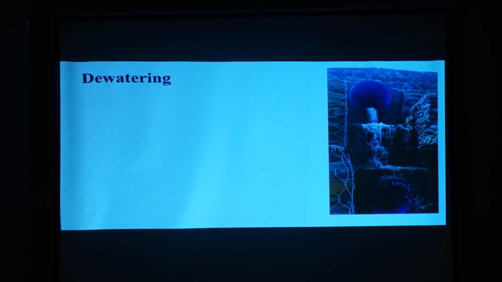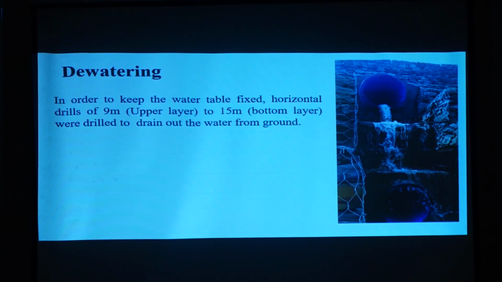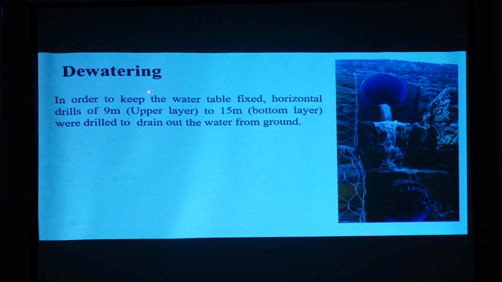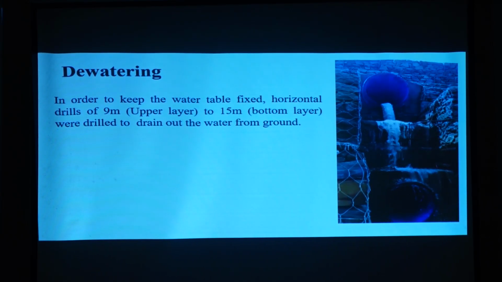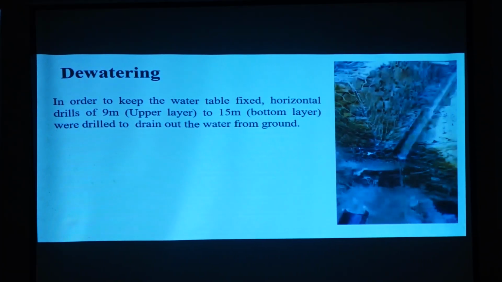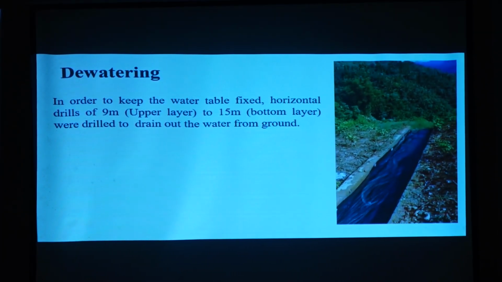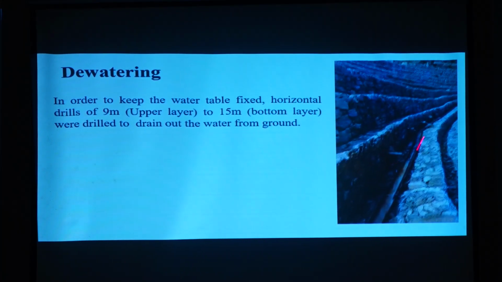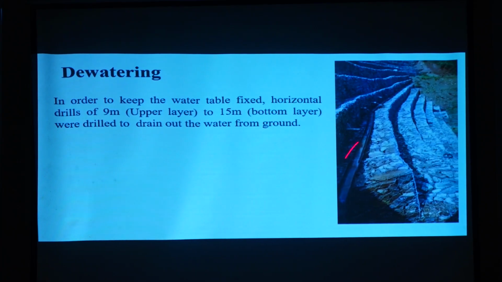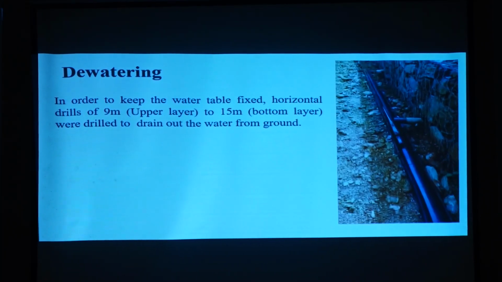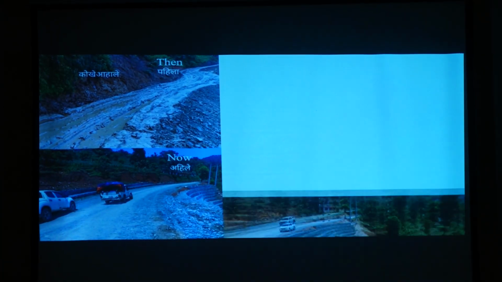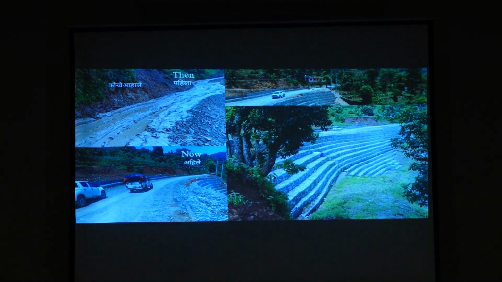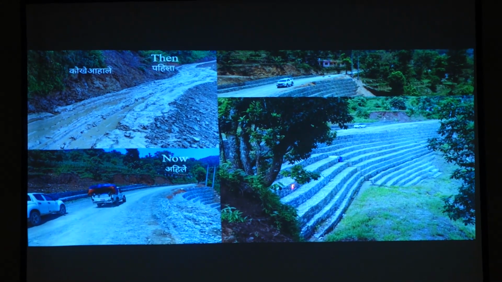Last year, the mitigation measure was applied over here, and dewatering was the main measure proposed. In order to keep the water table fixed between 9 meters and 15 meters, we drain out the water from the ground, from the subsurface geology like this, and it has been channelized. We can see the different drill holes from where the water is coming out, and it helps to reduce the water table. That's like before the analysis, and this is the current situation. We can see the landslide status now, by lowering the groundwater.